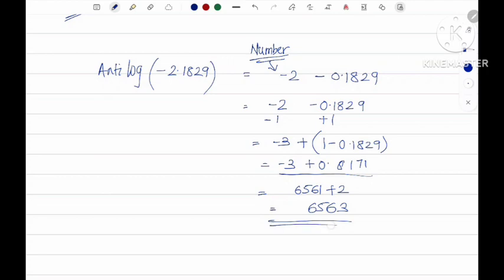Now we have to see where to place the decimal. So the characteristic is minus 3. That means how many zeros will be there after the decimal? 2 zeros: 0, 0. That is why the characteristic is minus 3, right? 2 zeros, 2 plus 1 is 3, and minus of that. So this will be the antilog of minus 2.1829.